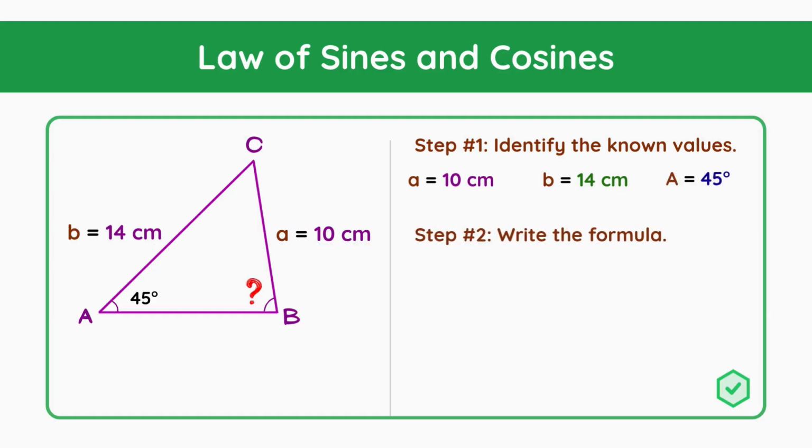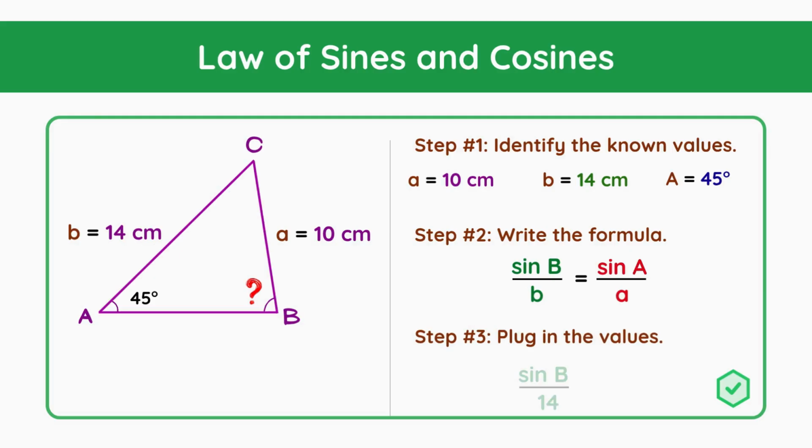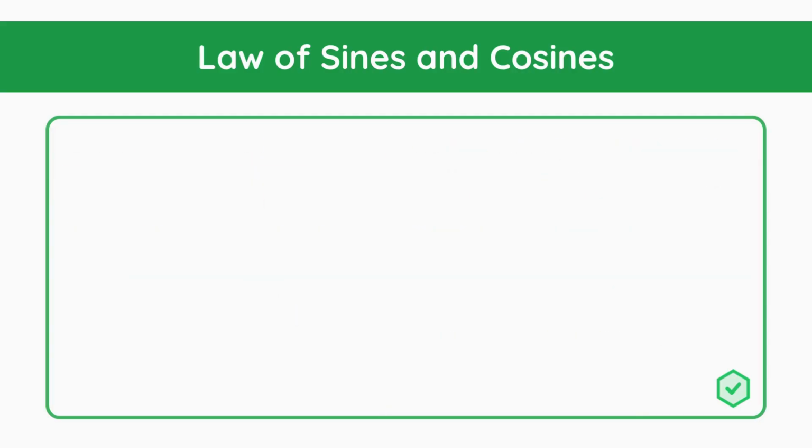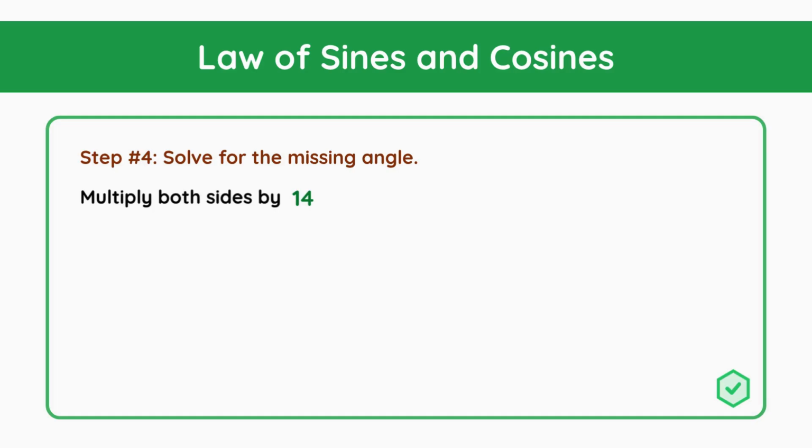Step 2. Write the formula. Sine B over B equals sine A over A. Step 3. Plug in the values. Sine B over 14 equals sine of 45 degrees over 10. Step 4. Solve for the missing angle. Multiply both sides by 14. Sine B equals 14 times sine of 45 degrees divided by 10.